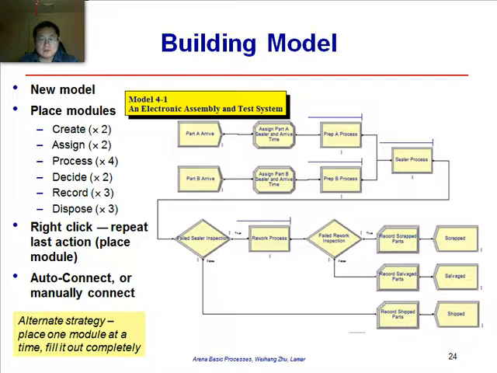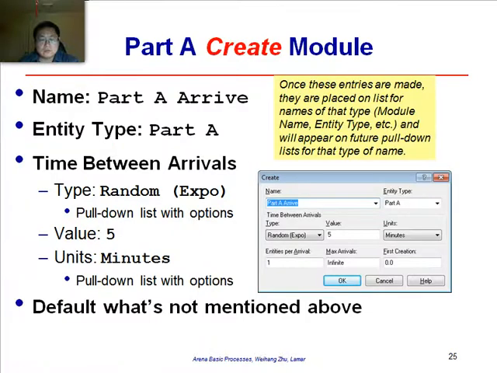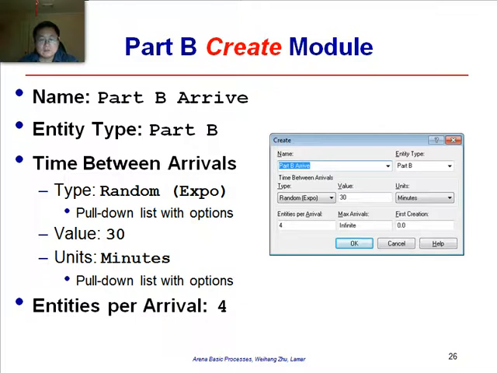Let's get started by creating a new blank model. We drag and drop modules into the flowchart view. We fill in the parameters for part A create module. We fill in the parameters for part B create module.